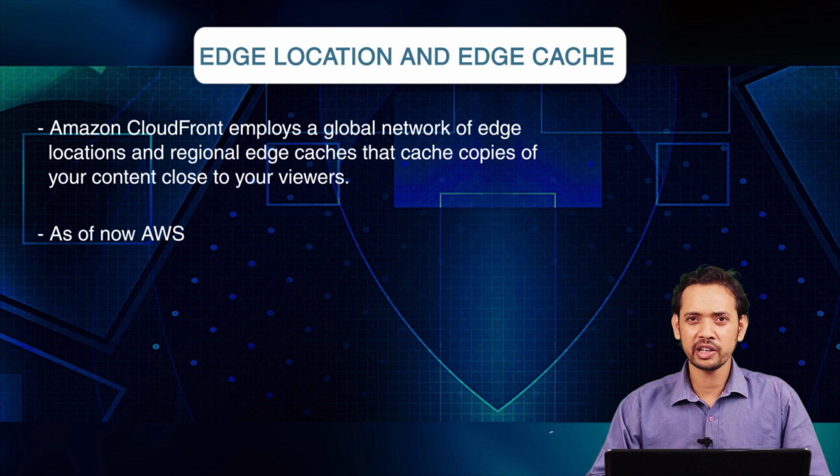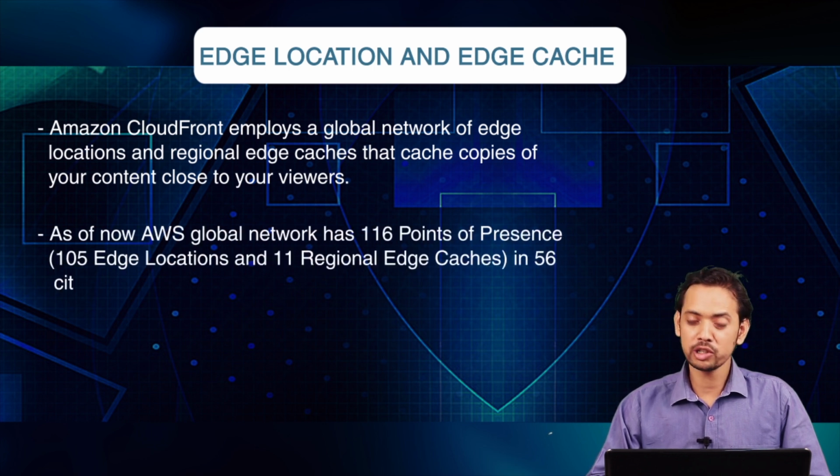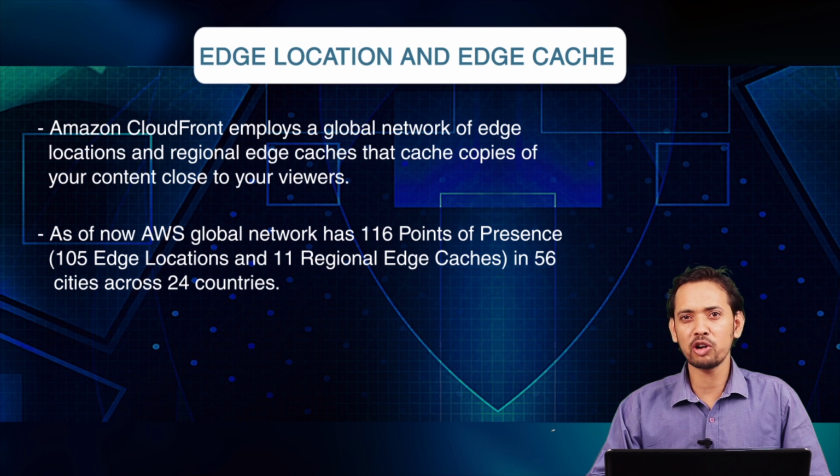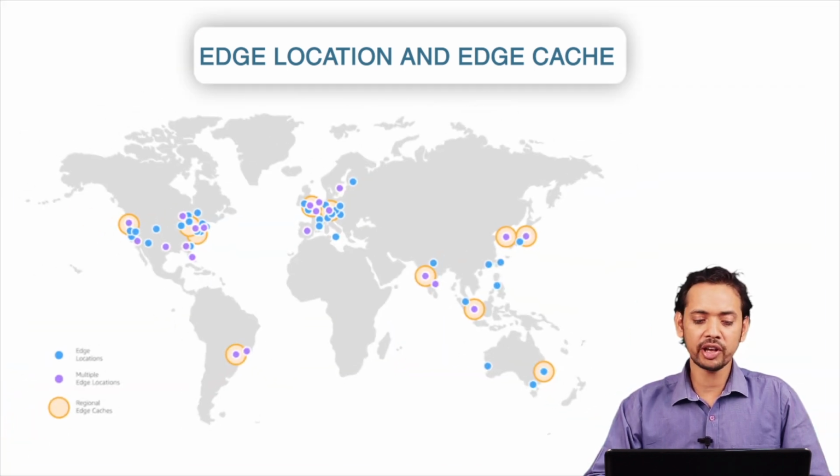As of now, at the time of recording, we have 116 points of presence, which includes 105 edge locations and 11 regional edge caches. We'll talk about edge locations and edge cache when we talk about CloudFront distribution in detail. As of now, this is a distribution of edge locations and edge cache across the globe. So that is how the global infrastructure of AWS is put in place.